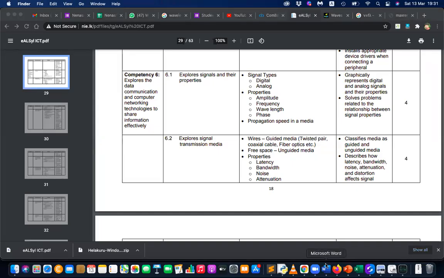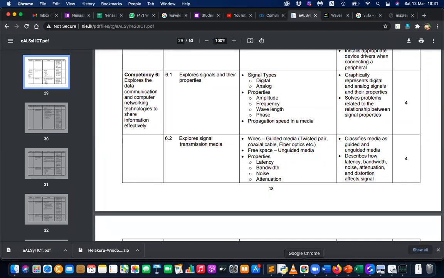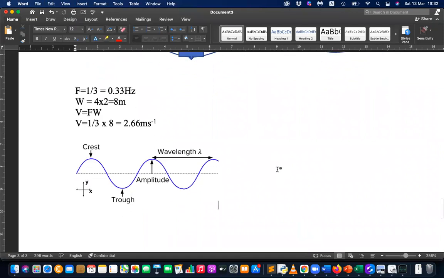Now we know a few properties. What is phase? And propagation speed, media to media, it's different. So let's check that as well. But before that, shall we see what phase is?